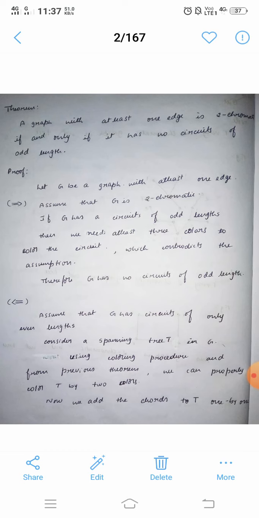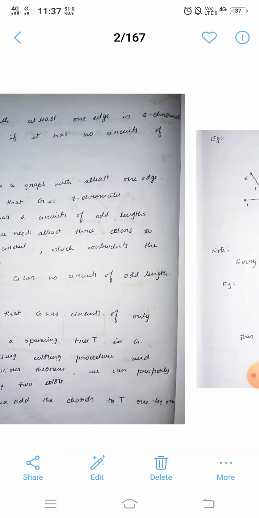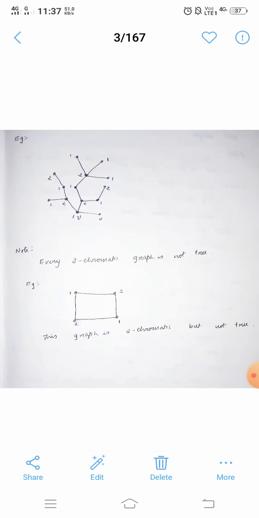Understand the theorem. It is easy to understand, but you have to understand the concept using examples. Take 2-3 examples, see what the contradiction is and all.